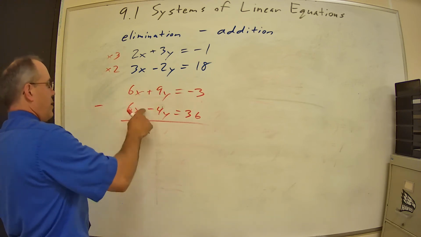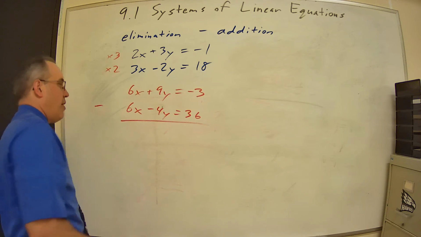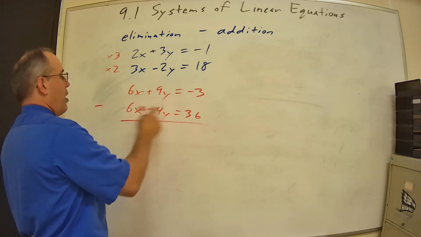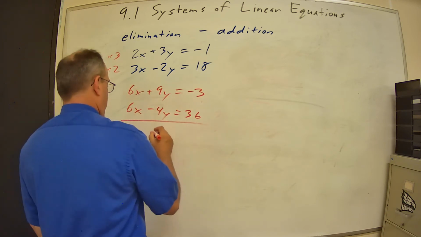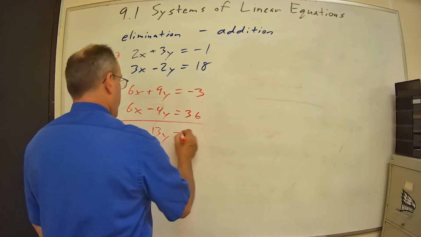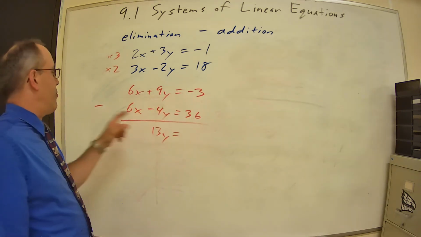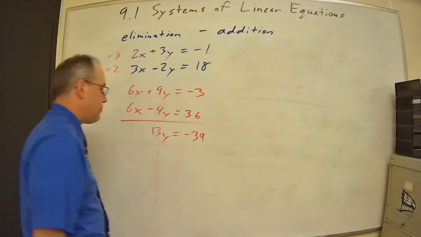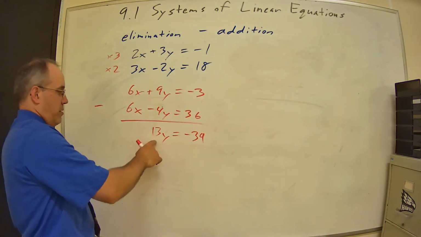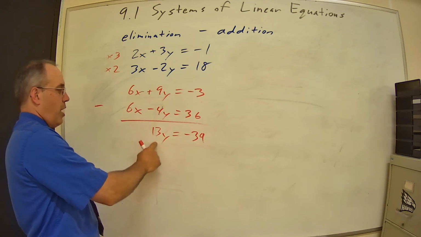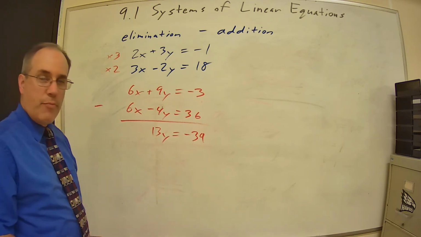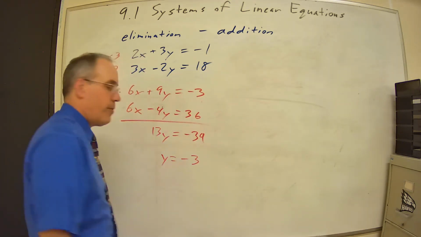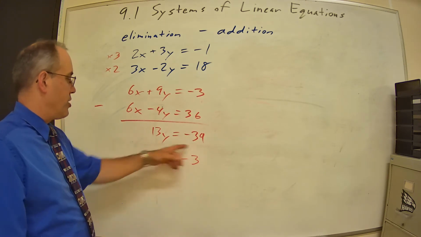So 6x minus 6x gives me 0x, so I've got nothing there. 9y minus negative 4y is the same as 9y plus 4y, which gives me 13y. Negative 3 minus 36 is negative 39. So now I've got 13y is equal to negative 39. Divide both sides by 13. y is equal to negative 3. So I just found y.